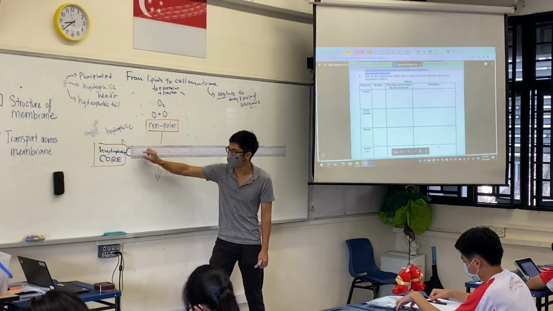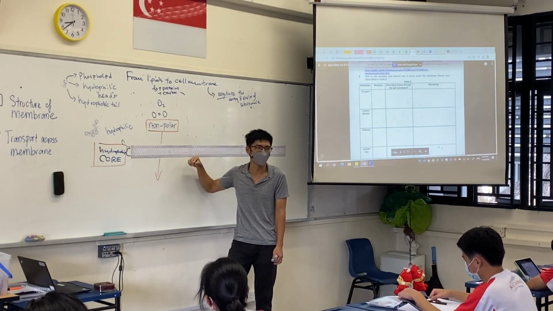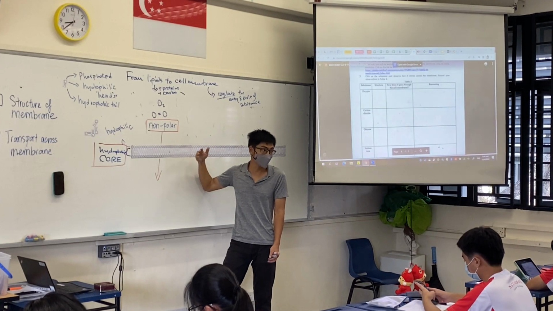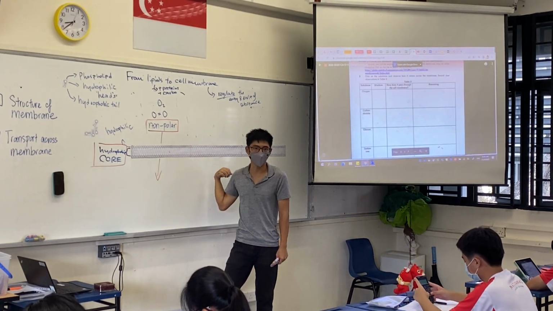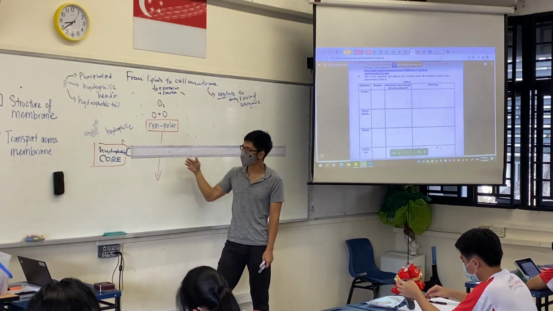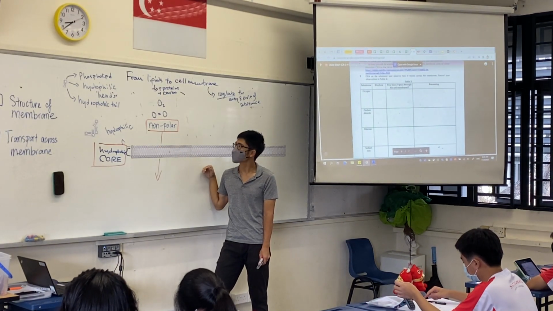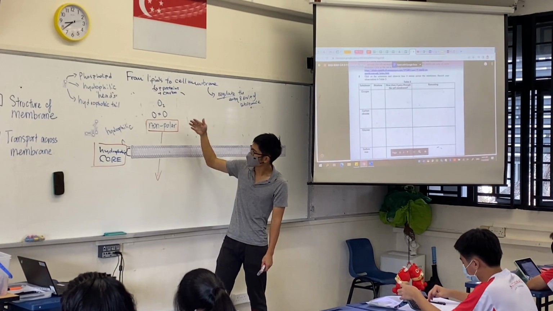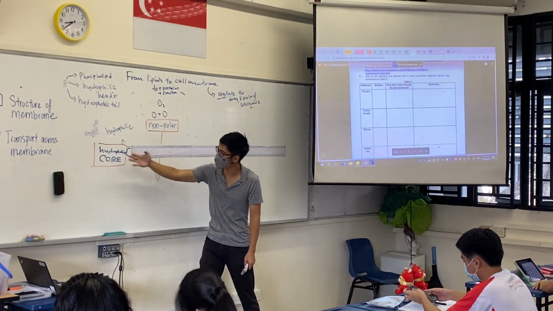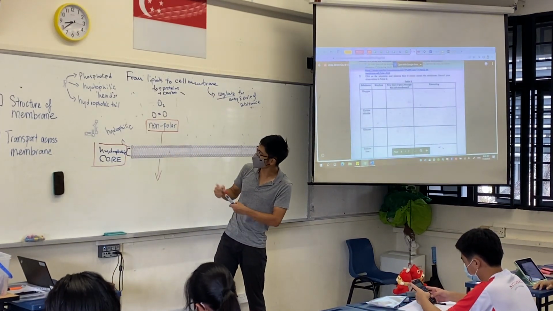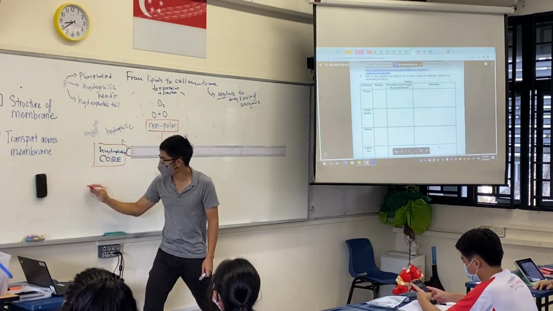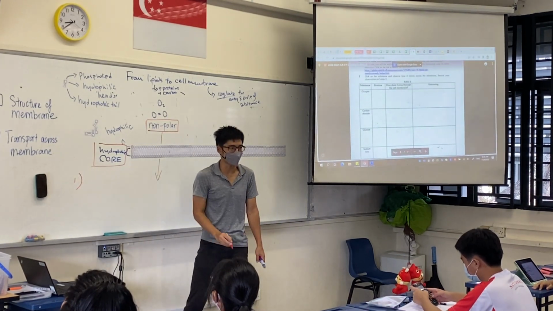What I've done over here, in fact, is made this layer look quite small. But the fatty acid chains can be pretty long from what we've drawn so far. So this layer can be really, really thick. Anything that's non-polar should be able to pass through the hydrophobic core. So these are the factors I would like you to keep in mind. What can or cannot pass through the hydrophobic core?